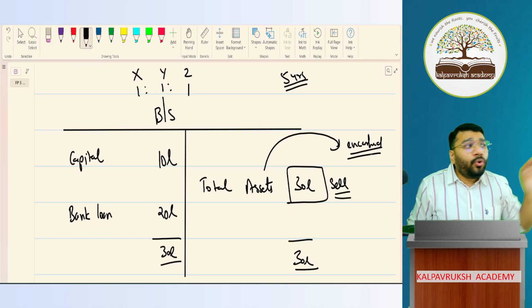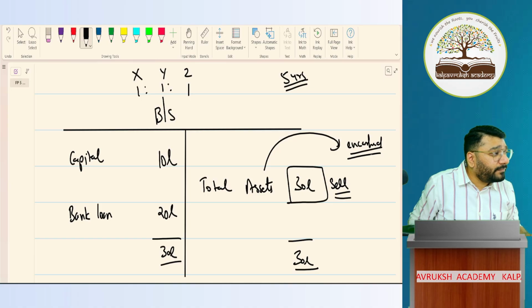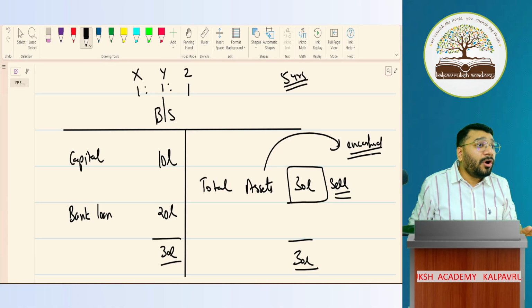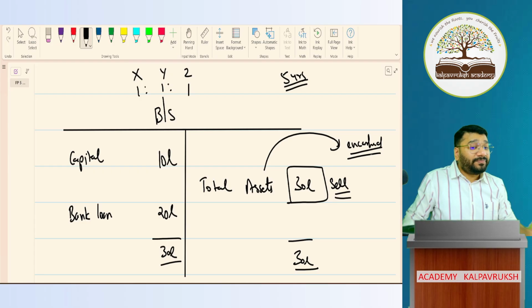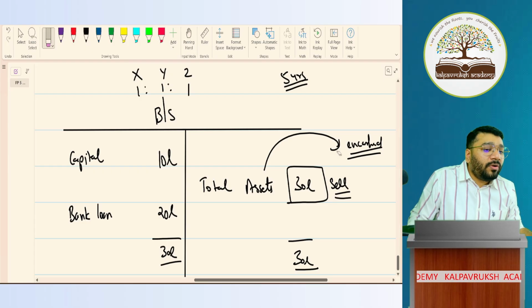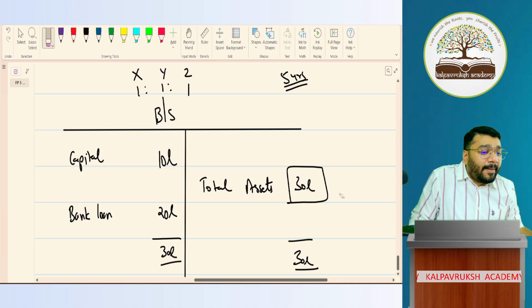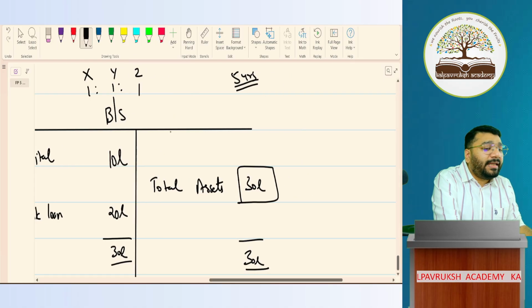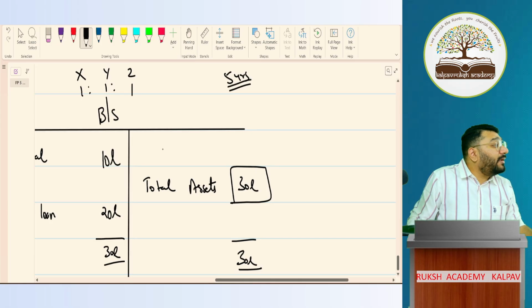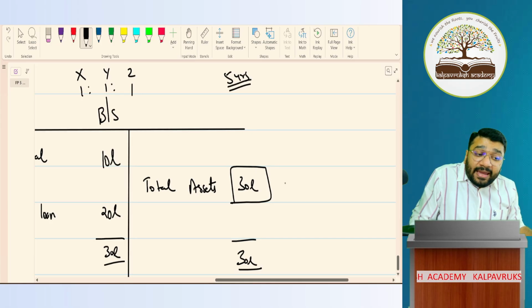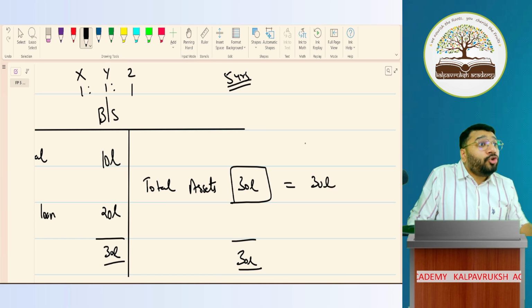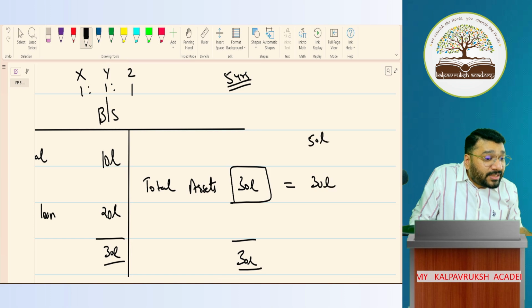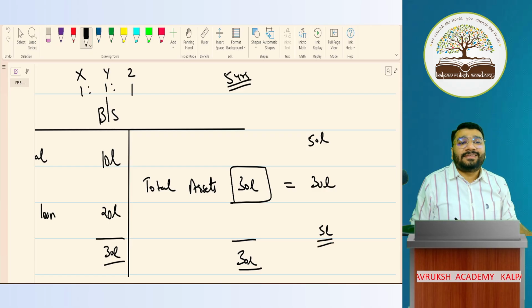But in reality, if you go and sell these assets in the market, will you get exactly 30 lakh, or can you get more than that or less than that also? Yes. So the balance sheet says assets are 30 lakh, but in reality, when you go and recover all the assets, you may get exactly 30 lakhs, you may get more than 30 lakh, which is 50 lakhs, or you may get less than 30 lakh, which is 5 lakhs.